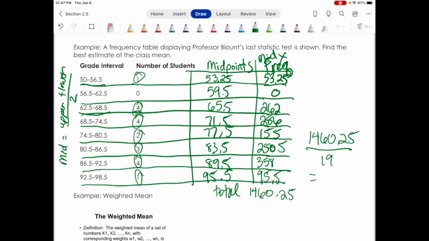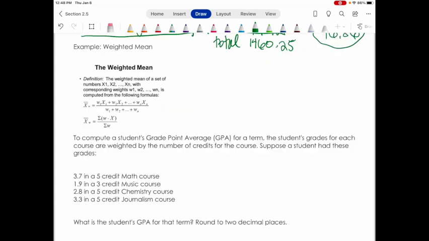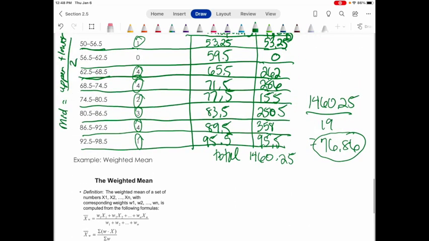And that's going to give me my estimated average, which is going to be 76.86. So we use the midpoints of these intervals to estimate the scores in each interval. And then we just took the average as we normally would. So keep in mind, again, this is just an estimate since we don't know the exact values that are in these intervals. Okay, last example is about the weighted mean, which is very similar to what we just did.